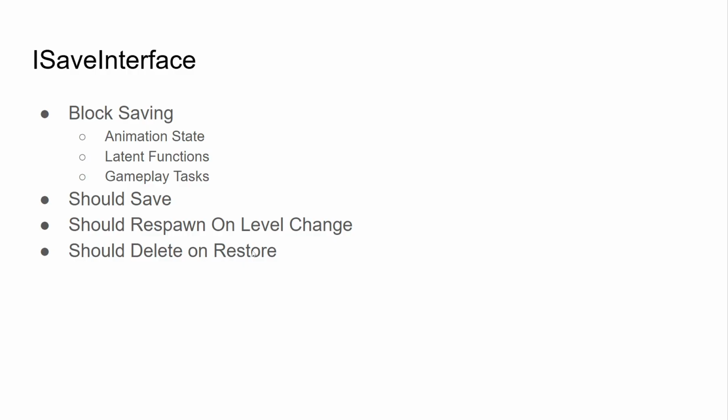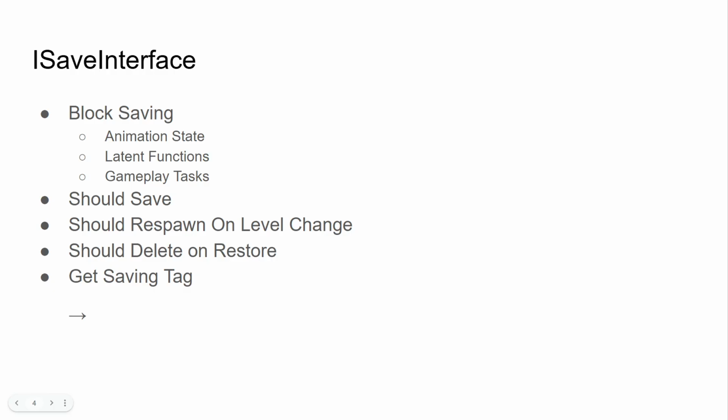Should delete on restore. For the global actors and the map manager, this should be false, but for everything like physics objects, the items, and the player characters themselves, it should always be true because they need to be destroyed from the level and then recreated when the player starts loading from the save file. Get saving tags: this is for the map manager. I think the global actors might also have this, but it's not really necessary because it gives them a tag by default. And that's it.